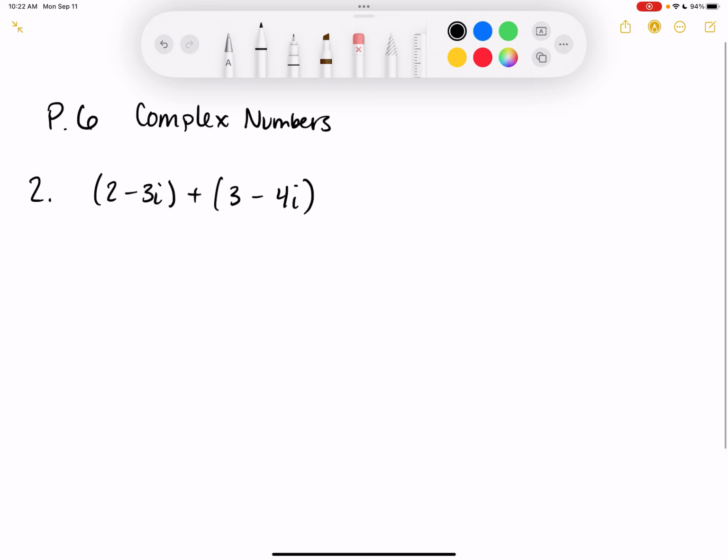Alright, so these first ones are just basically finding the sum or difference and then writing it in standard form. So remember that's a plus bi. Just like terms, we can only combine the things that are similar. So the real numbers and then the complex. 2 plus 3, so we've got 5. And then negative 3i plus negative 4i, so it's negative 7i. And that's all you have to do for those.